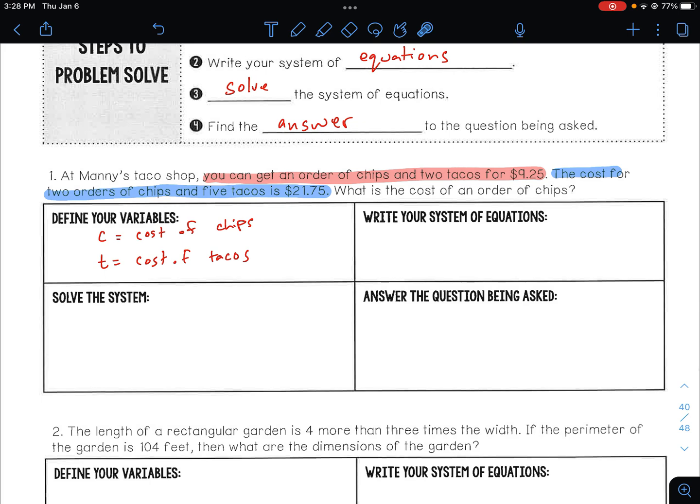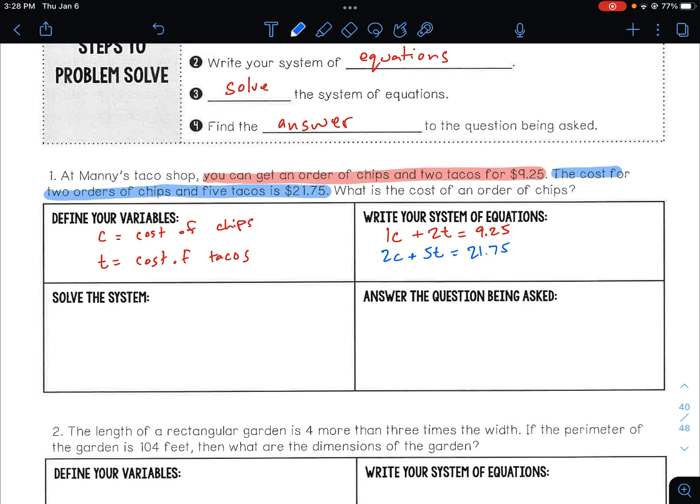Okay, so I need to write a system of equations. You can get an order of chips and 2 tacos for $9.25. So 1 chip and 2 tacos for $9.25. So 1 order of chips, 1 C, or just C, plus 2 tacos, 2 times the cost of tacos, is going to equal $9.25. Now, the cost of 2 orders of chips, so 2C, and 5 tacos, plus 5T, that's going to cost you $21.75.